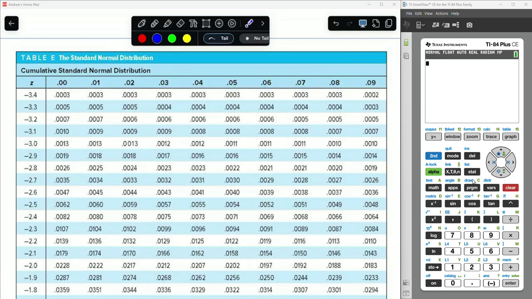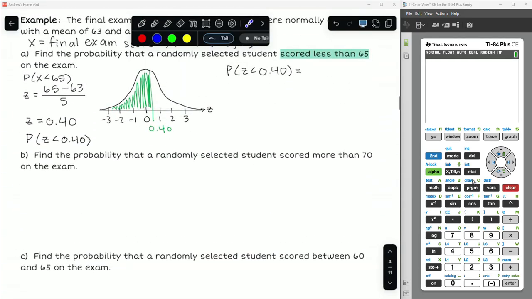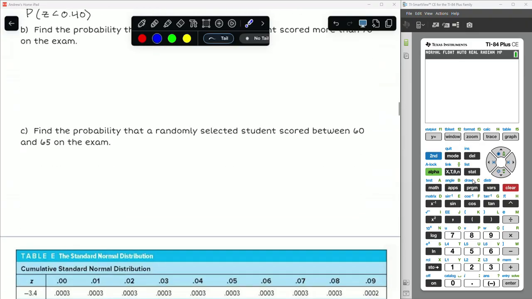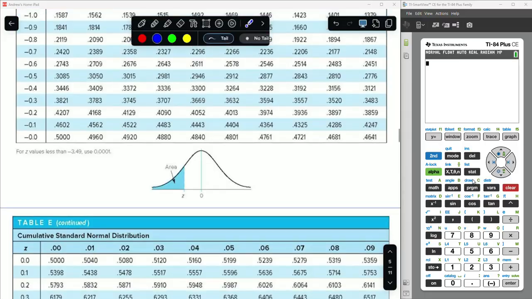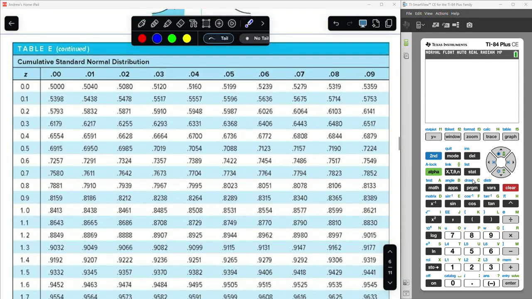What we're going to do, I'm going to scroll back up, is find the row for 0.4 and then the column for 0.00. Because it's positive, I'm actually going to have to scroll down a page to the positive side. So I want positive 0.4 and 0.00, and those intersect right here. And so my probability is 0.6554.